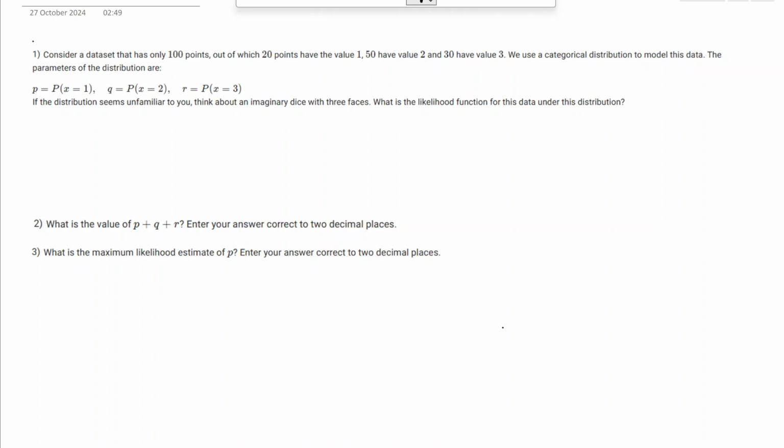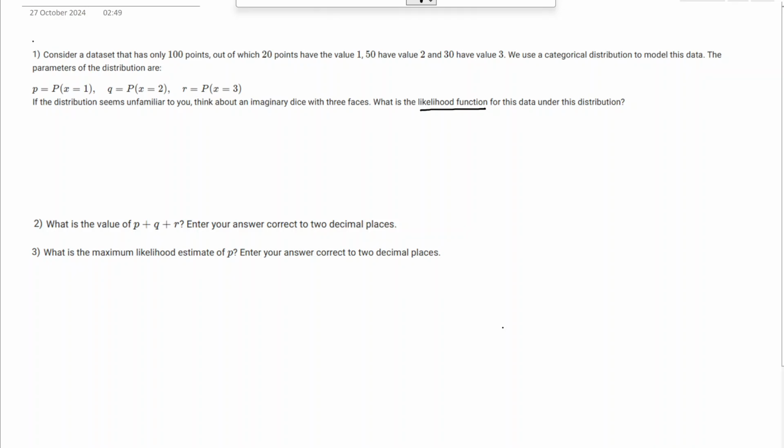Let's start with the first question. Consider a data set that has only 100 points, out of which 20 points have the value 1, 50 have the value 2, and 30 have the value 3. And we are given parameters p, q, and r, which are the probability of x being 1, 2, and 3 respectively. And they are asking us to find the likelihood function for this data under the distribution.